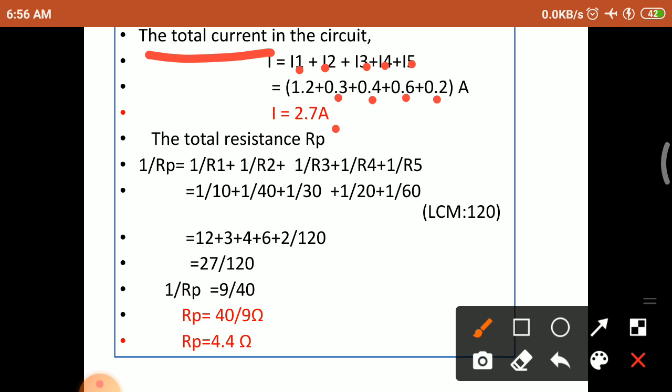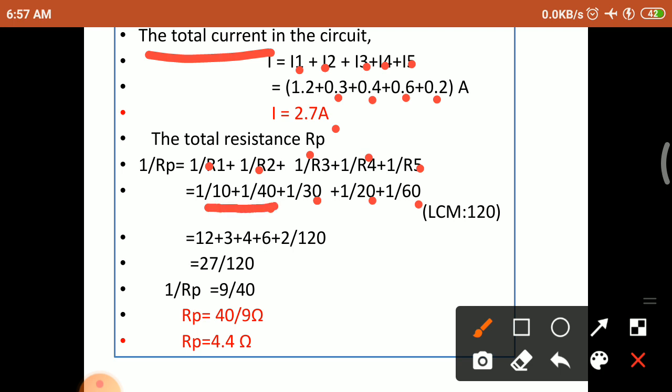Next, we can calculate the total resistance Rp. You know the formula, 1 by Rp equal to 1 by R1 plus 1 by R2 plus 1 by R3 plus 1 by R4 plus 1 by R5. You have to substitute the values of R1, R2, R3, R4, R5. The value of R1 is 10, R2 is 40, R3 is 30, R4 is 20, R5 is 60.